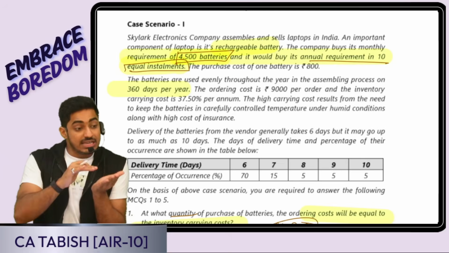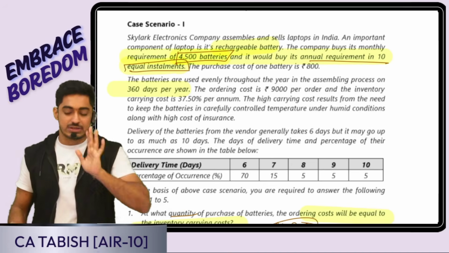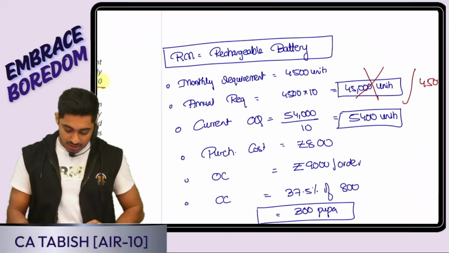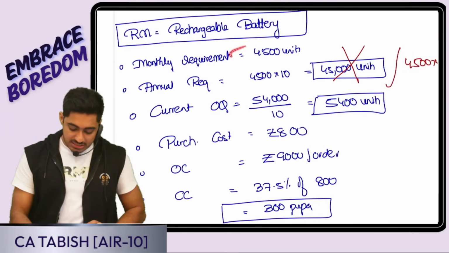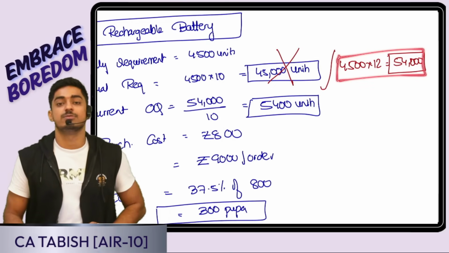4,500. That means in 1 year how many batteries do I want? Sir, 4,500 into 12, which is 54,000. Yes or no, everyone? Perfect. Monthly requirement is 4,500. Annual requirement is 4,500 into 12, 54,000.